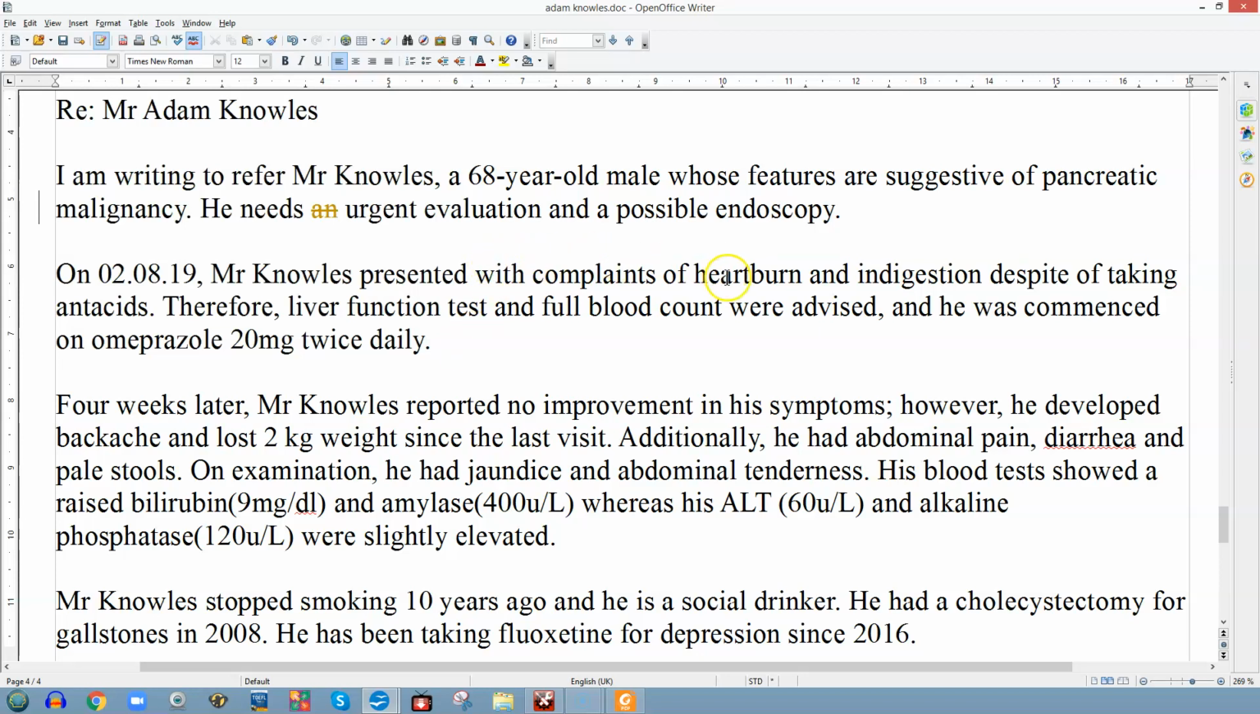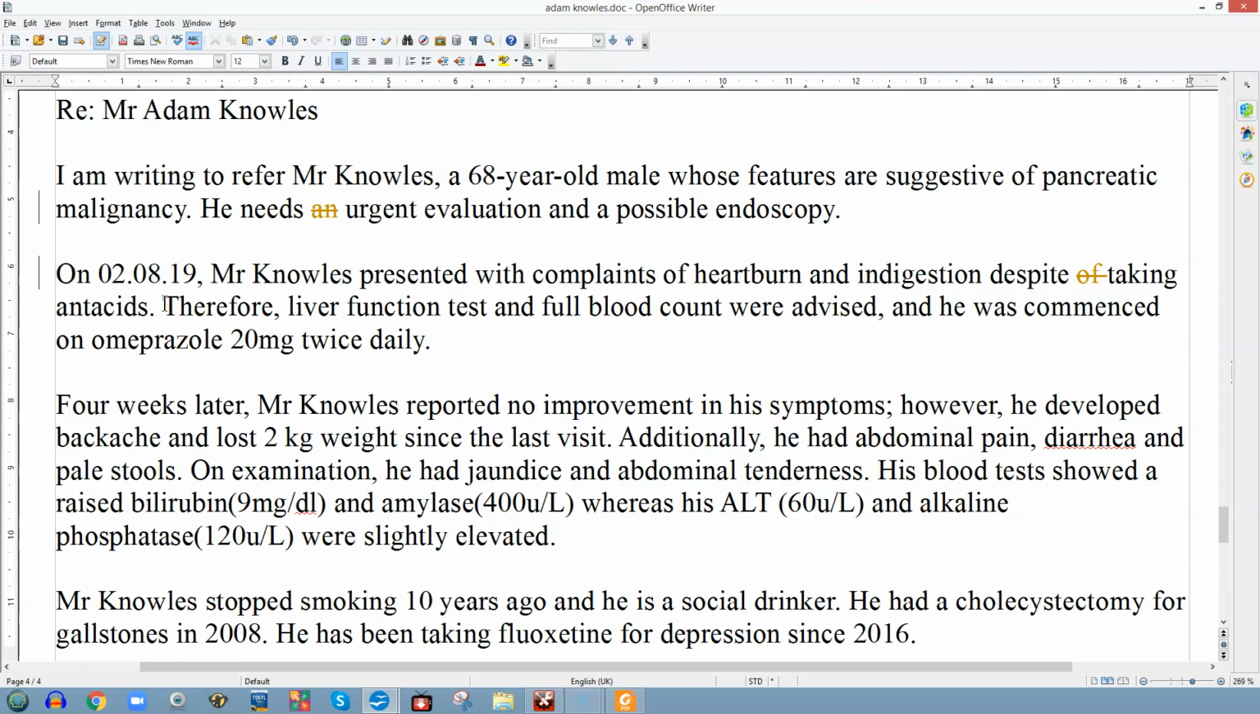Mr. Knowles presented with complaints of heartburn despite taking antacids. Function tests were advised. Well, you don't advise people to take tests. You tell them. You're the doctor. They come in and say, okay, well, Mr. Knowles, I'd like to do a function test and a blood count. We need to find out why your symptoms are blah, blah, blah. You don't say, I advise you, not in this particular instance. And again, therefore, we don't need it, despite taking antacids.